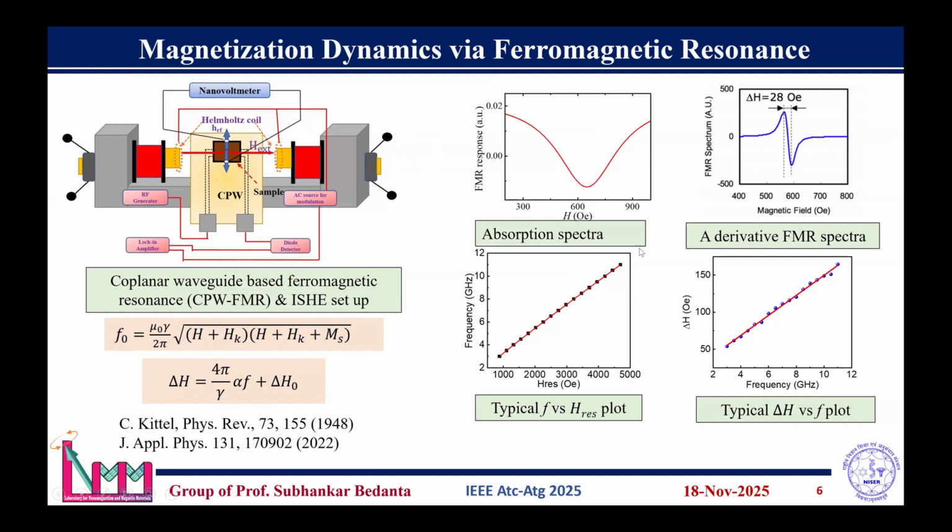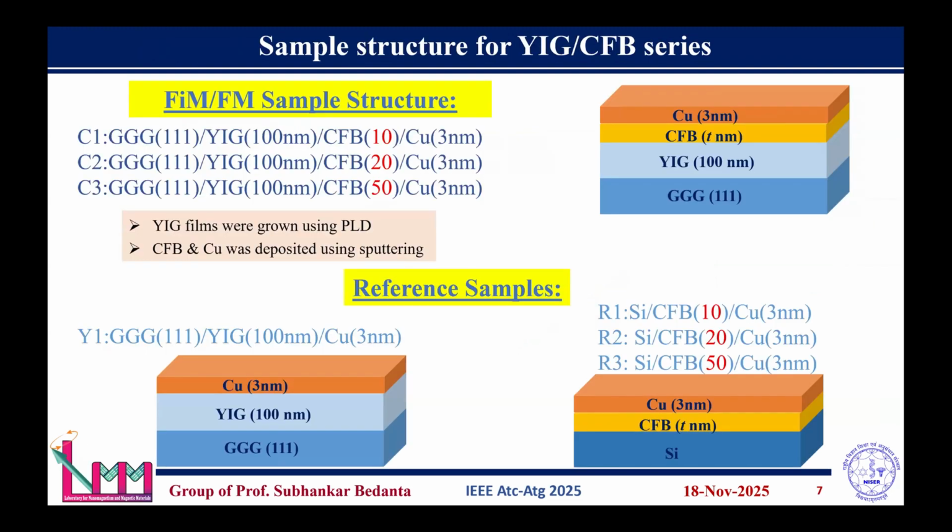This H resonance is then plotted against the frequency to extract the gamma parameter from the Kittel plot. And this gamma parameter is used in the delta H versus frequency plot to extract alpha, which is the Gilbert damping parameter used in spintronics and most research.